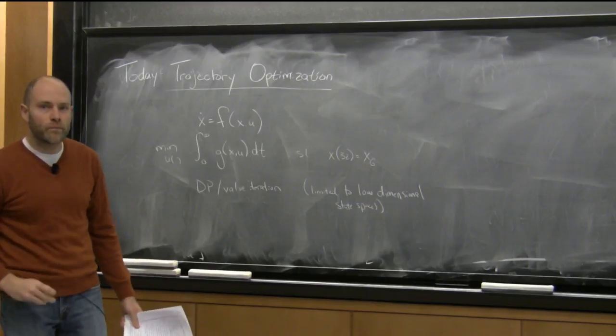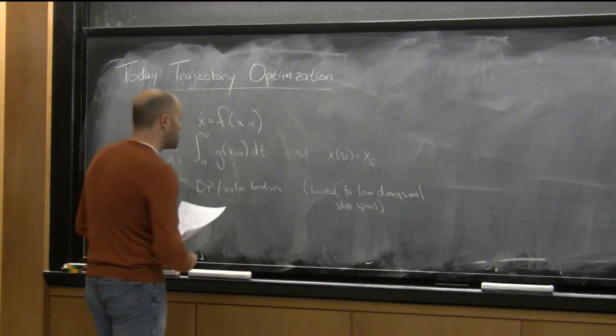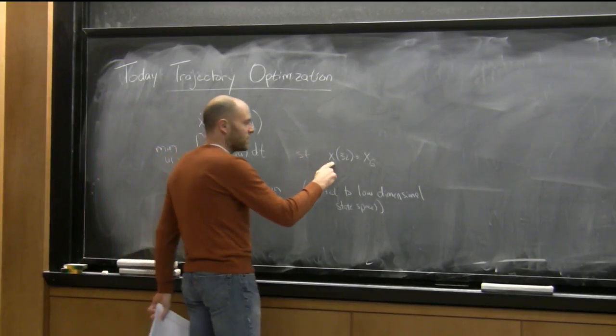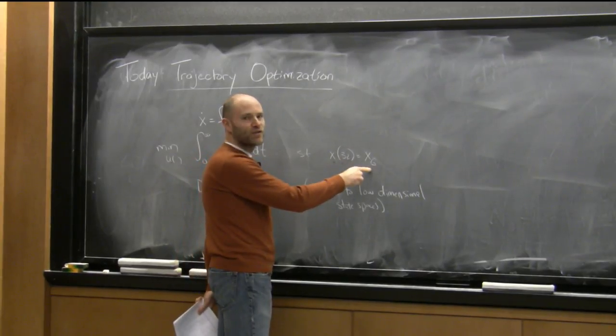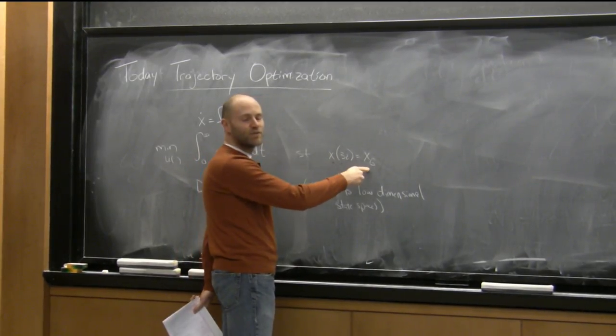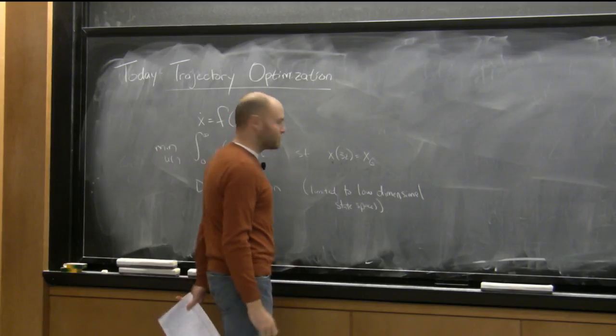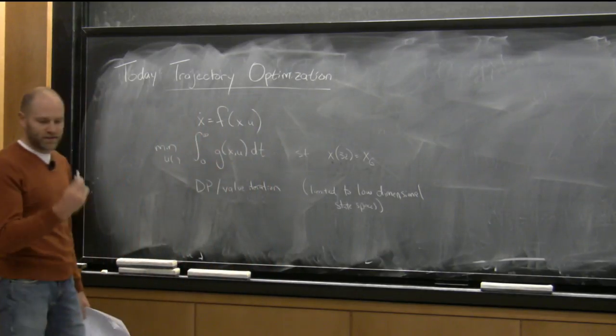Yeah? Sorry, I just can't read. What's it say after such that x? This was just saying x at time T equals x goal. This is a completely arbitrary, you know, one particular constraint you might add. Yep. And I will try to write bigger because I got my little chalk today.